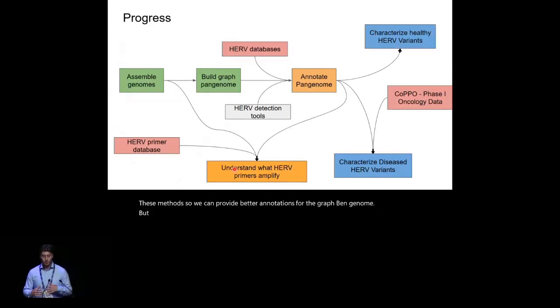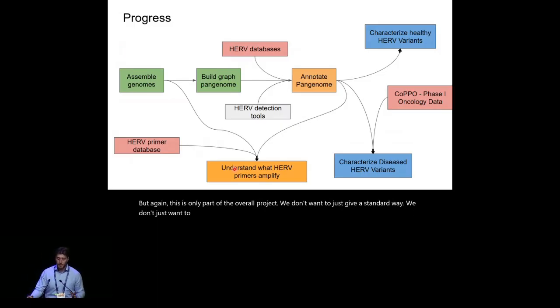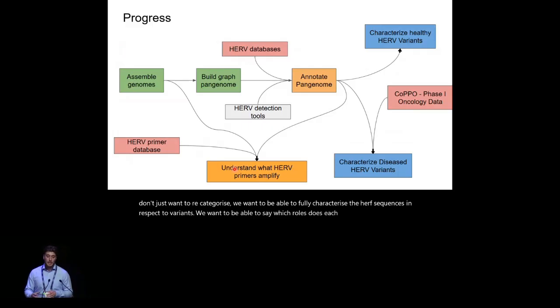But again, this is only part of the overall project. We don't want to just give a standard way. We don't just want to recategorize. We want to be able to fully characterize the HERV sequences with respect to variants. We want to be able to say which roles each HERV plays, and then check which variants within each HERV affect the disease outcome and disease prognosis of individuals.